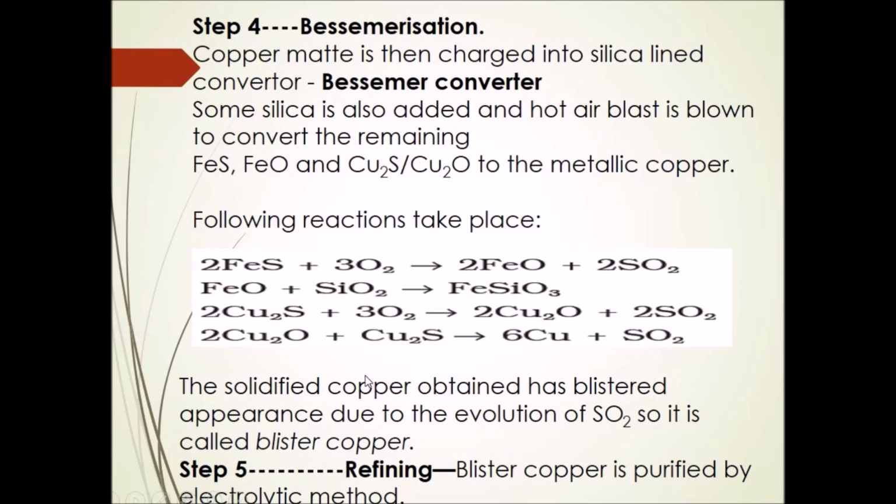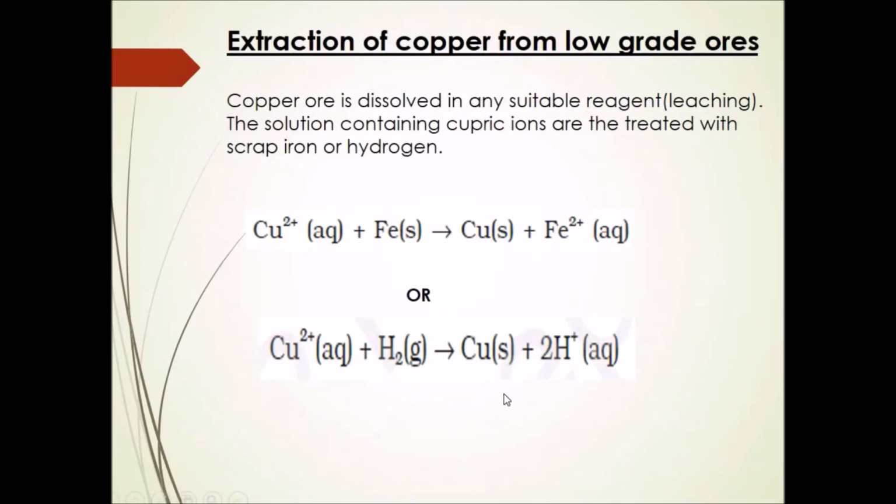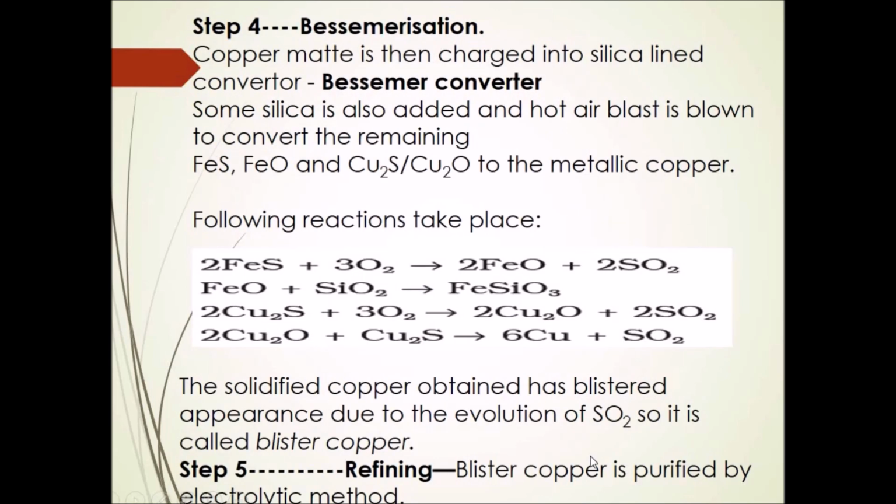So the molten copper is now poured out of the Bessemer converter. So you've got copper over here. This molten copper is poured out of this Bessemer converter, and it is being cooled. During the process of solidification or cooling, you can see that the sulfur dioxide gas which is present comes out forming blisters, and hence it is called blister copper. And this blister copper is 98% pure copper.